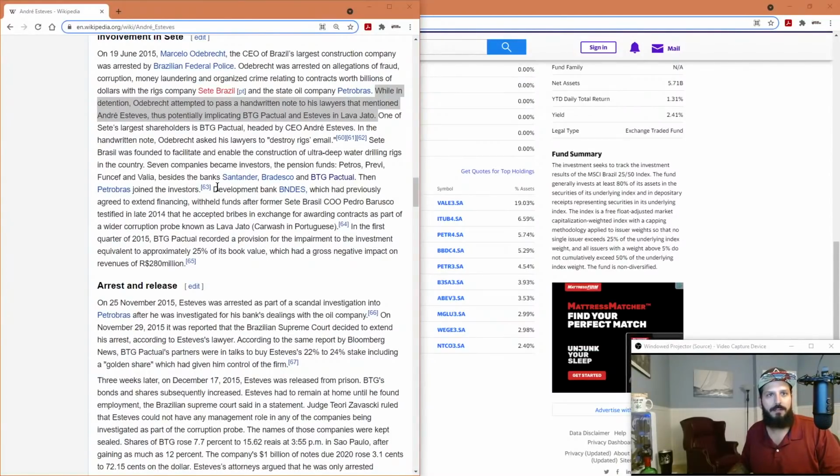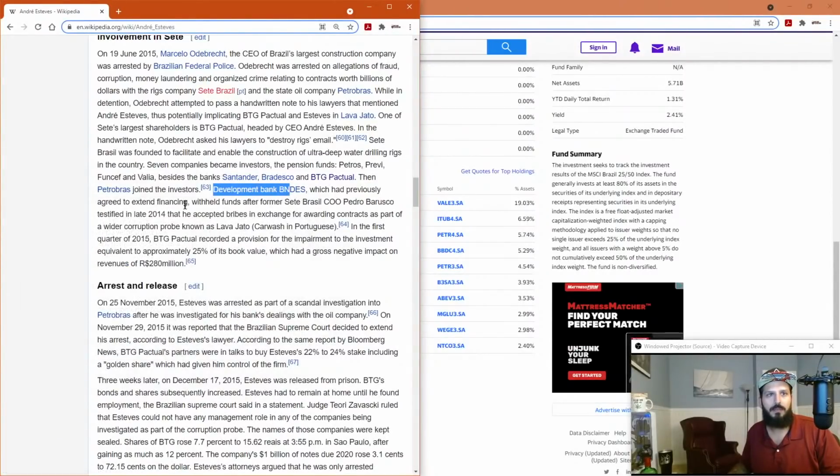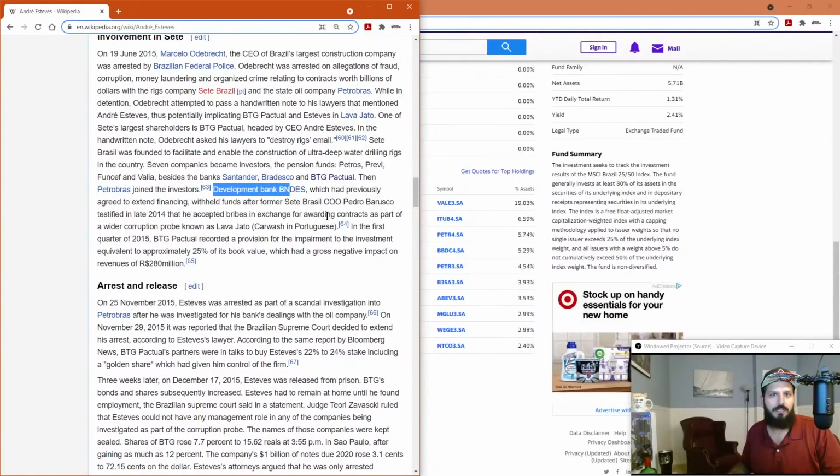And what happened over here? Development Bank, BNDES, the National Bank for Economic and Social Development, withheld funds from Petrobras, from these guys in Petrobras and this rig company, and he accepted bribes in exchange for awarding contracts as part of a wider corruption probe in Operation Car Wash. So it just goes on and on.